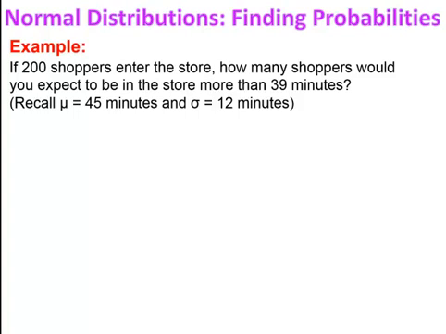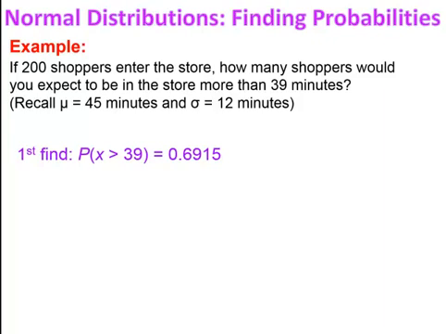Now in order for me to determine how many of the 200 shoppers that entered the store will be in the store past 39 minutes, I need to know the probability of staying in the store past 39 minutes. So the first thing you're going to have to do is find the probability of greater than 39. If you don't have the probability, then you're not going to know how to determine out of the 200 shoppers who would be left in the store. So the first thing is to find the probability. So it's greater than 39, and we find the probability to be 0.6915.